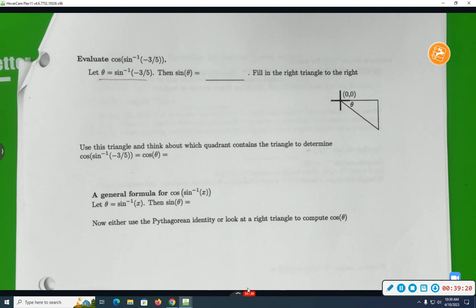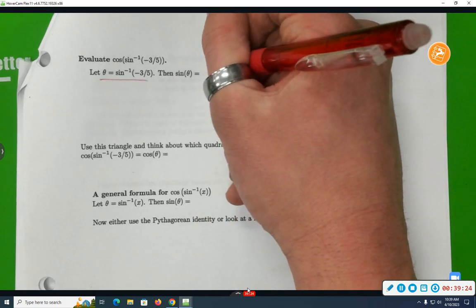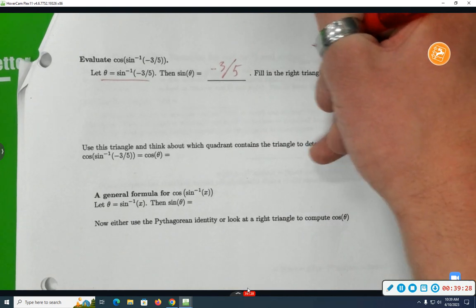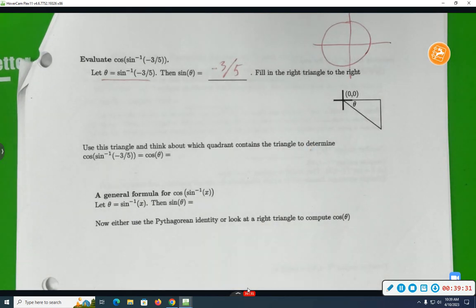Negative 3 over 5. Yeah, that's what inverse trig functions mean. And in fact, let's go to a unit circle picture and tell me, what quadrant is this angle in? And let's just ask. So a show of hands for each quadrant. The options will be yes, no, and maybe.